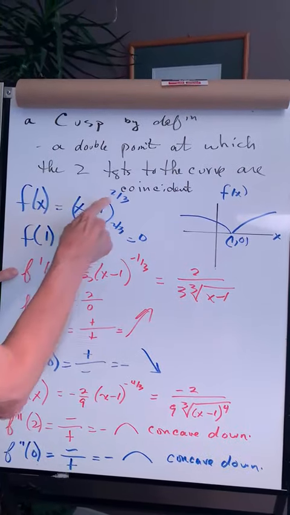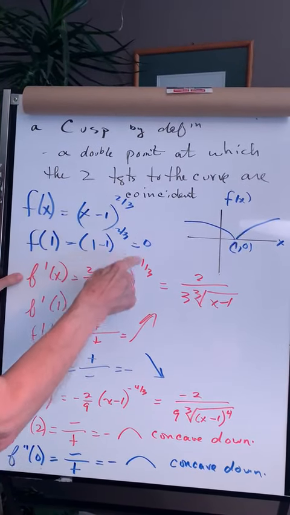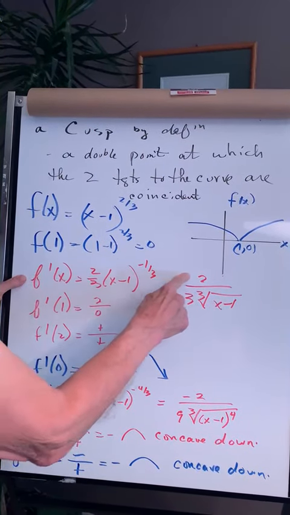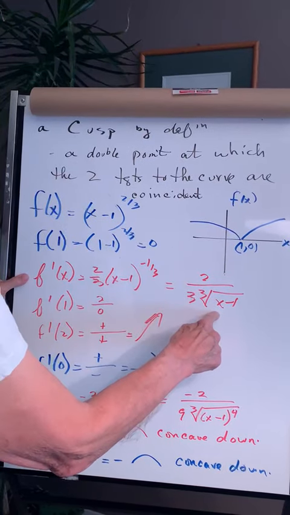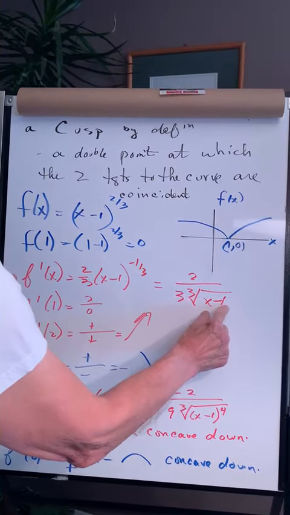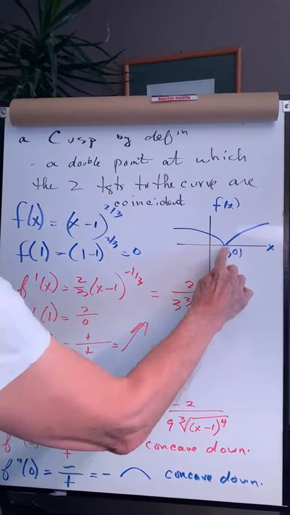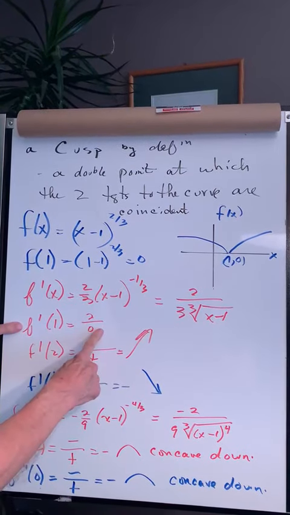So the slope of this function is going to be 2/3 of this quantity, subtract 1, which makes it look like this. The 2 is in the numerator, the 3 is in the denominator, and if I move this, it becomes the cube root of x minus 1. Let's find the slope at 1. Over here, it is not defined.